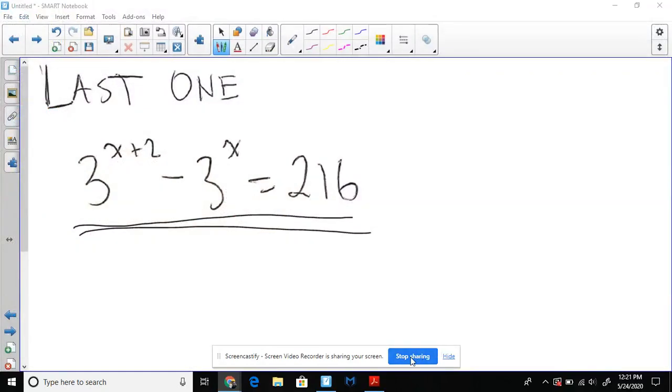And then I will post the next lesson, which will be properties of exponential functions. So that's a little bit of graphing, but most of that will be on Desmos. So it'll be less homework, but hopefully easier for you to do.